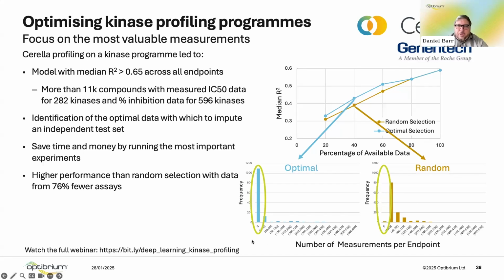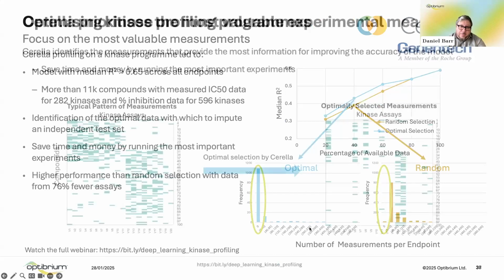The left bar graph, if we look at what Cerella has chosen for its model building, we find out that 76% of the assays have no data selected for that model. So all of the data is coming from just a very small subset of the available endpoints.